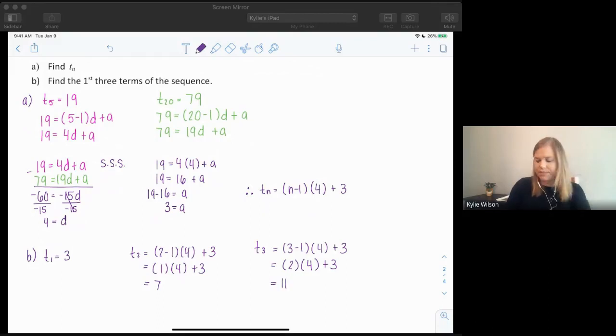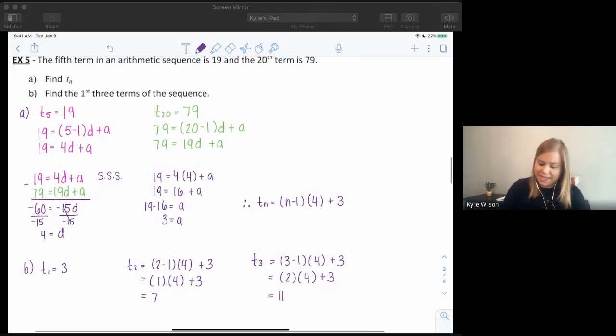So if you were to do this for a whole sequence, find all of the terms, you would end up finding that our 5th term is 19 and our 20th term is 79. And that is our last example. Are there any questions about this stuff? It's a little different, but once you figure it out, it's actually not too bad to work with.